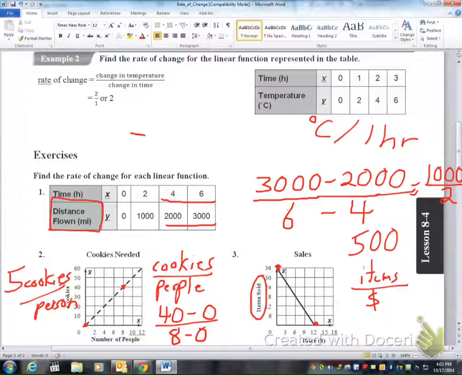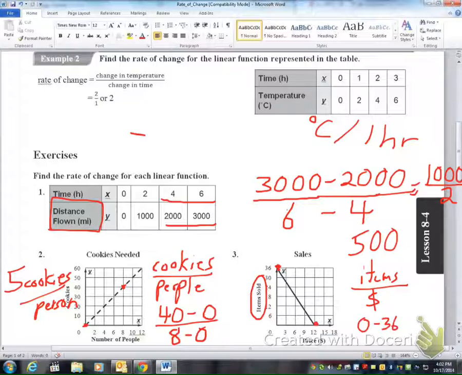So my items sold, I have 12 at the end and 36 at the beginning. So I have 12 minus, sorry. I'm doing this wrong, sorry. If we're looking at this, the item sold is our y value, so our y value goes from 36 to 0. So I have my item sold is 0 minus 36.